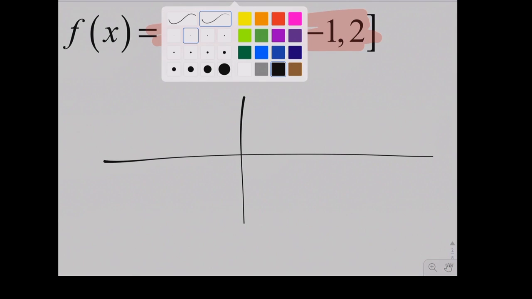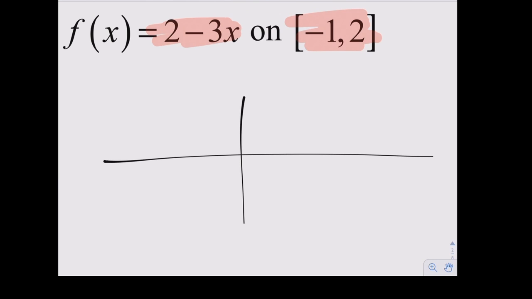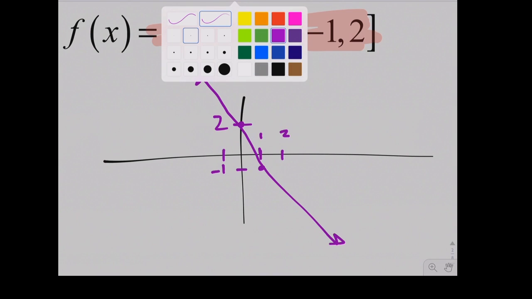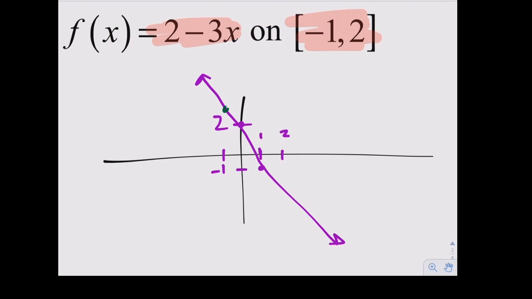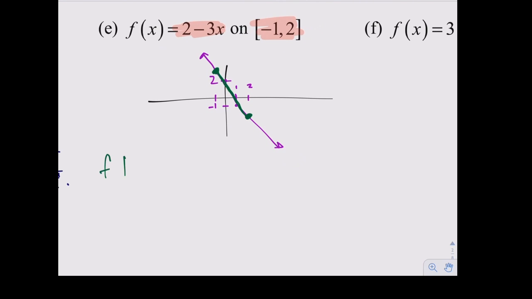The y-intercept is what? 2. And then our slope is -3. So if we go down 3, right 1, we have another point right there. There's 1. So it looks like this. Something like that. And we're going from -1 to 2. So if I highlight the region I'm looking at in green, it's going to be from here all the way to here. Just the green region. Okay. I think I can answer the question now. F has a max of what?